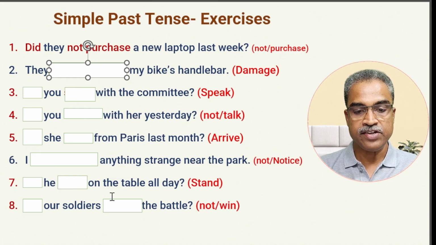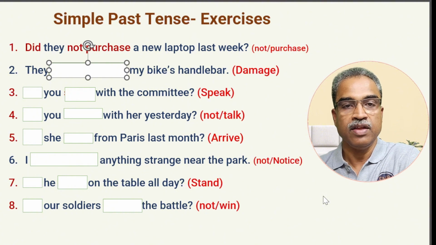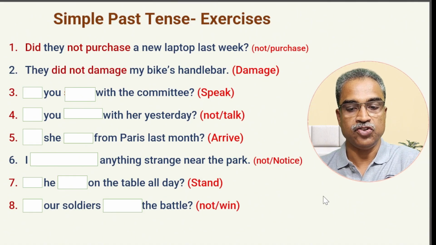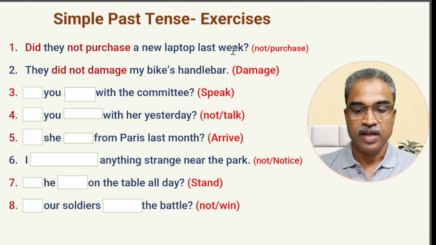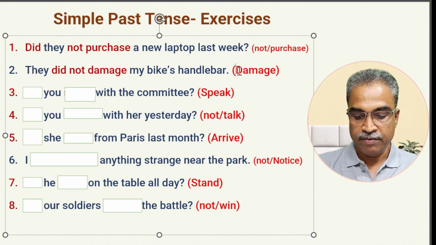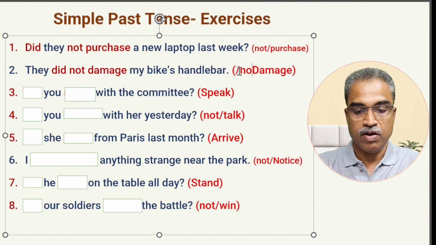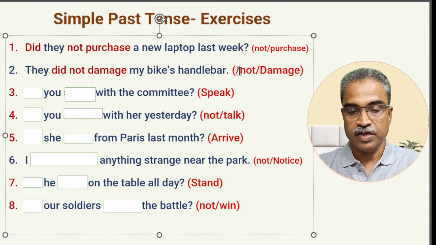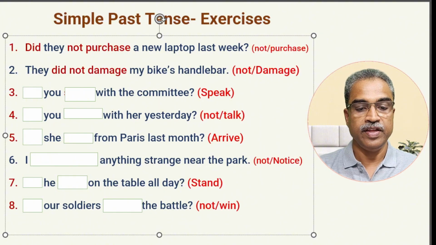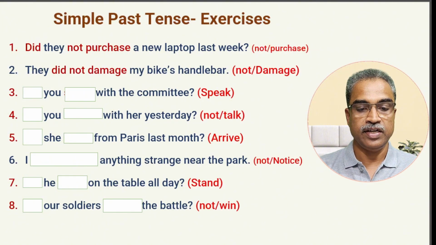Next one, they dash my bike's handlebar. The verb is damaged. And we are using simple past tense. How should it be? They, what is the past tense of damage? V2, damaged. But here I must say that I have not given that not word there, so it is understood. So it's a negative word. If it is, then it will be they did not damage.